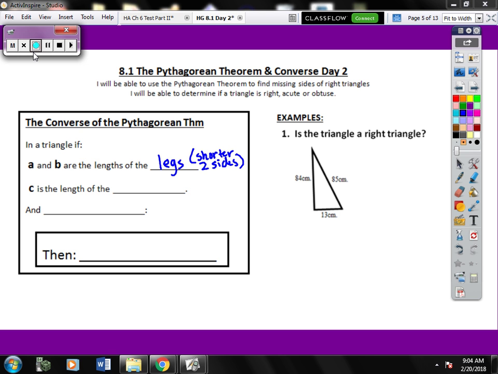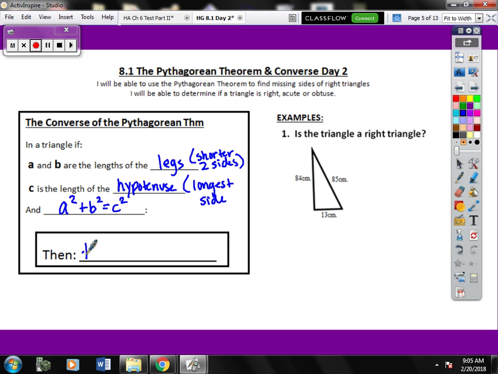Because if you don't know it's a right triangle, you technically don't have legs yet. So that's why I say that they're the legs, or the shorter of the two sides. And c will be the length of the hypotenuse, or the longest side. And if you can prove that a squared plus b squared does in fact equal c squared, then you have a right triangle.